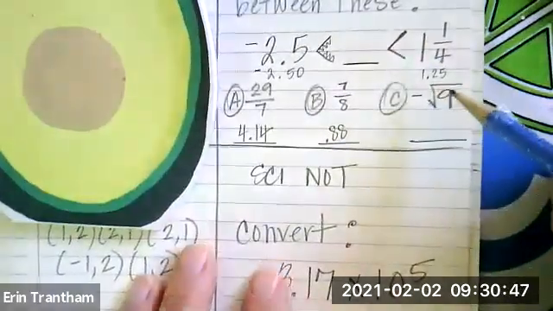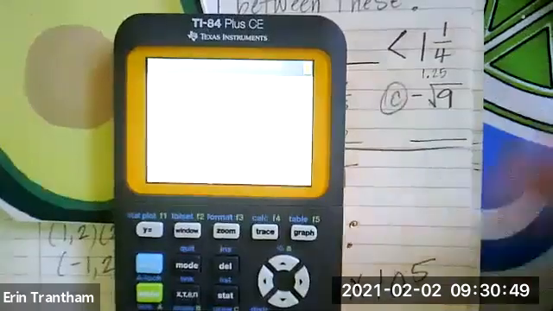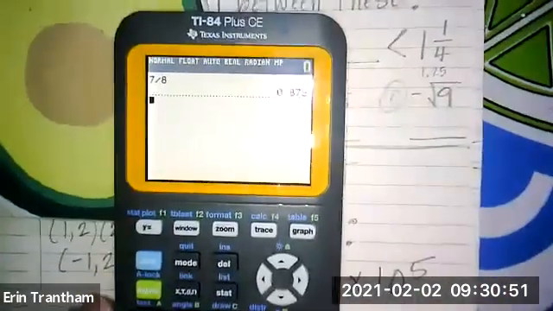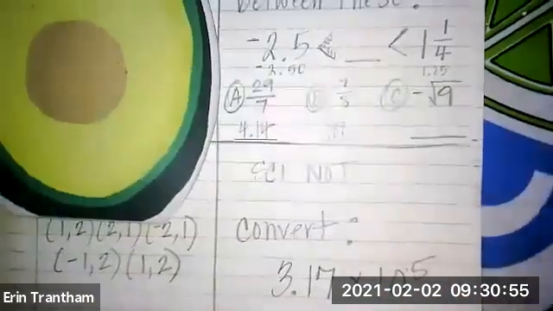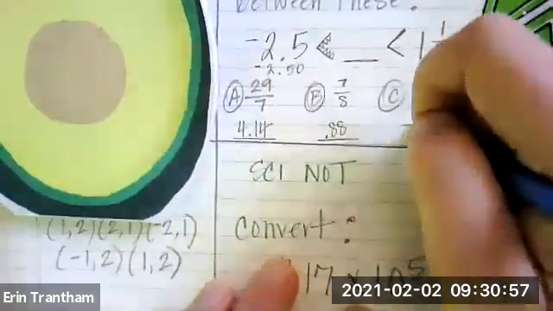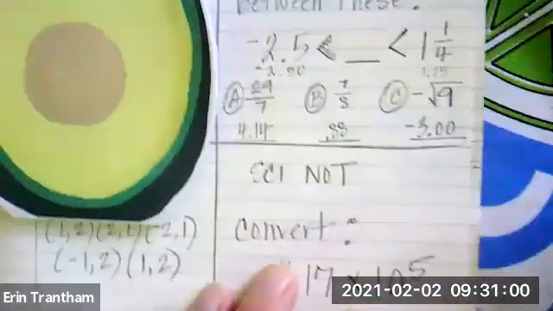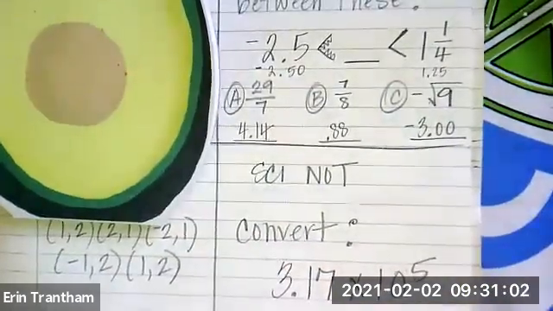And then the negative square root of 9. Negative square root of 9 is negative 3. And I can make that look like money by adding a decimal and 2 zeros as placeholders. Okay.